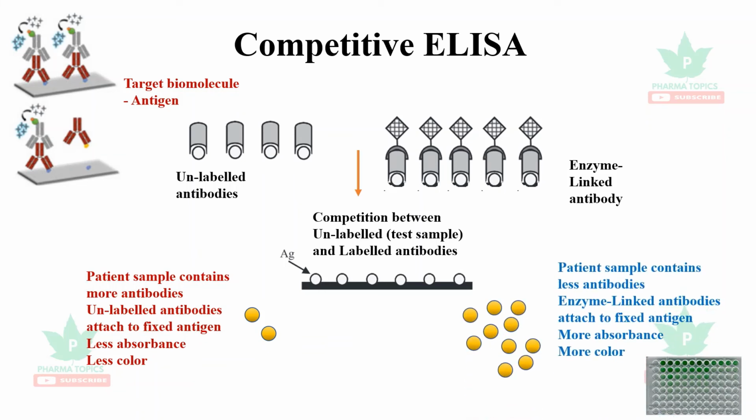When the patient sample contains less antibodies, the enzyme linked antibodies attach to the fixed antigen in higher concentration, and more absorbance is produced and more color is produced. So this is the principle of competitive ELISA.